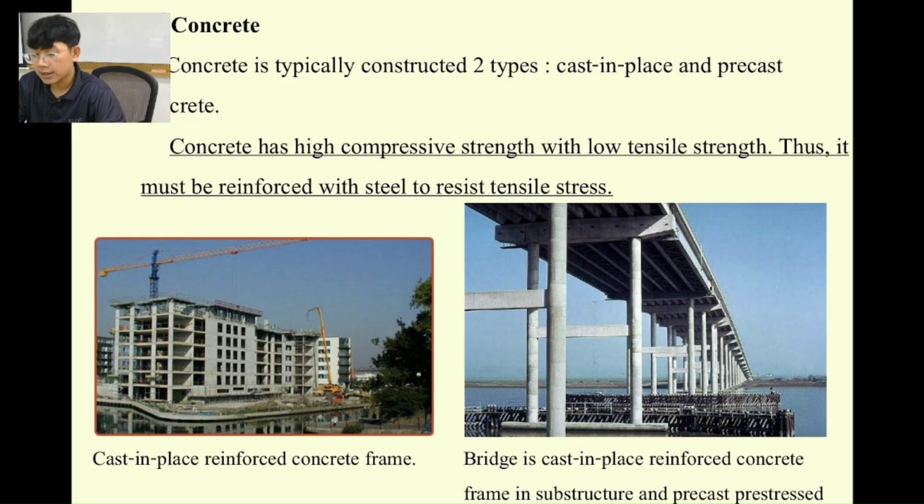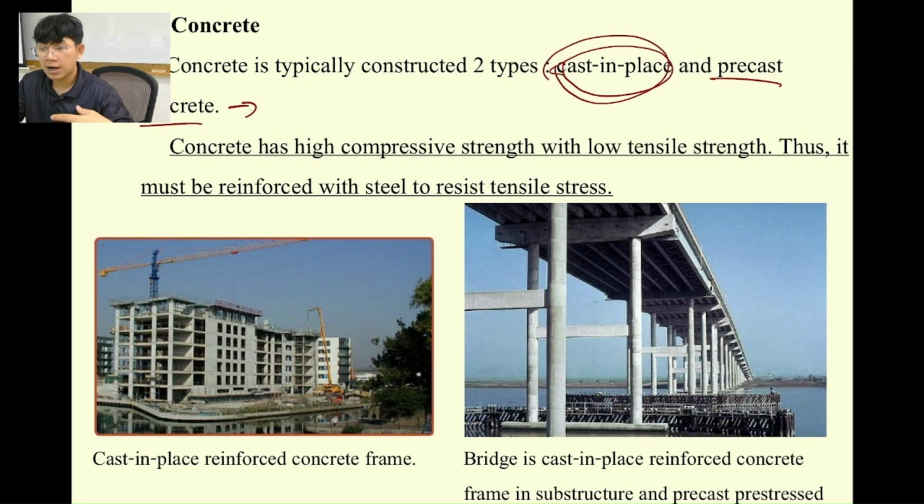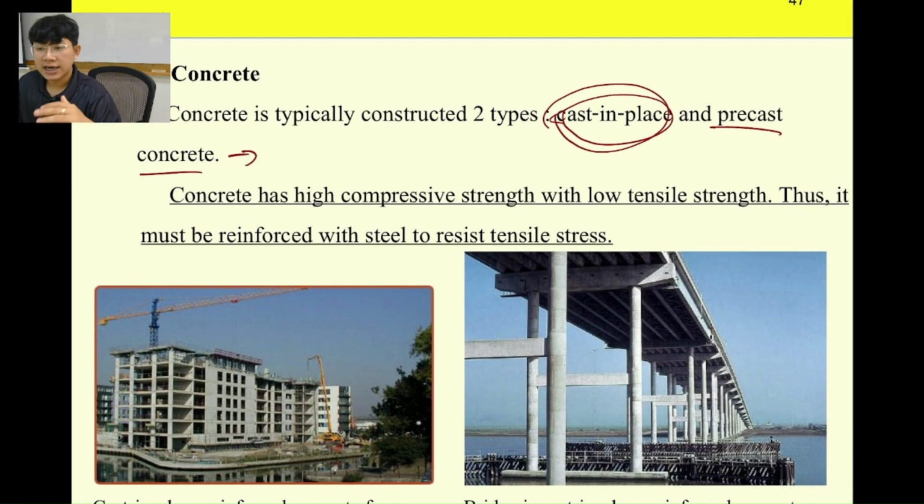There are two main methods. One we call cast in place, and another is precast concrete. Precast is the one that we cast at the factory and then transport to the field or the site. For cast in place, we put up formwork, order the concrete, and just pour it at the site. So that's why we call it cast in place. Precast concrete is usually cast in the factory, transported to the site later, and then assembled.